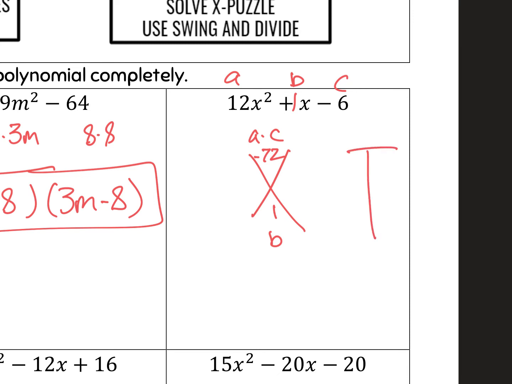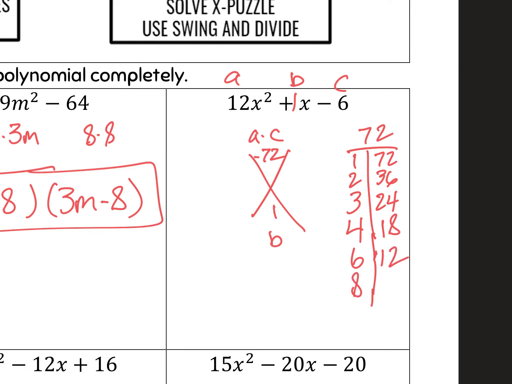Now we're going to come up with our chart. Our factors of 72: 72 divided by 1 is 72. 72 divided by 2 is 36. 72 divided by 3 is 24. 4 gets into it 18 times. 6 and 12. 8 and 9. There we go. Those are our factors of 72.